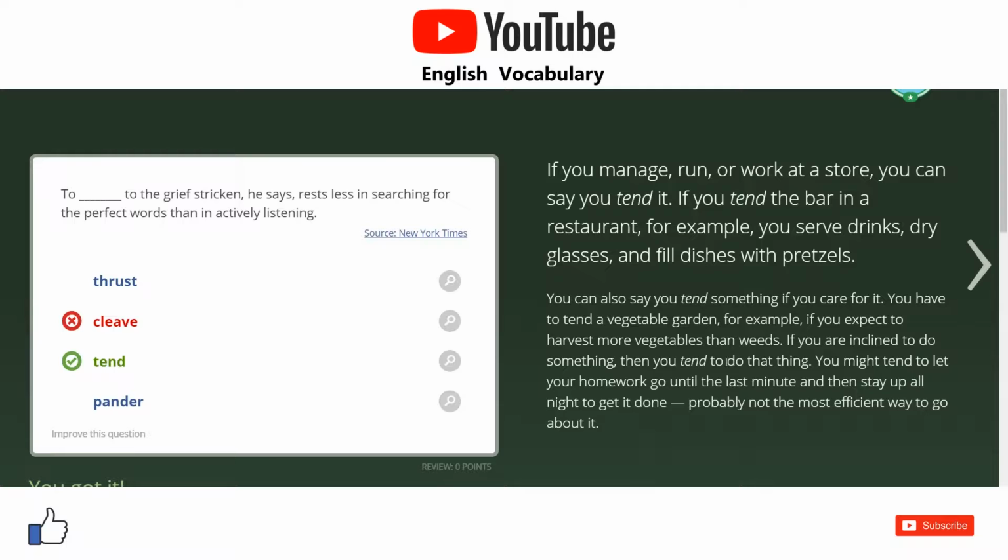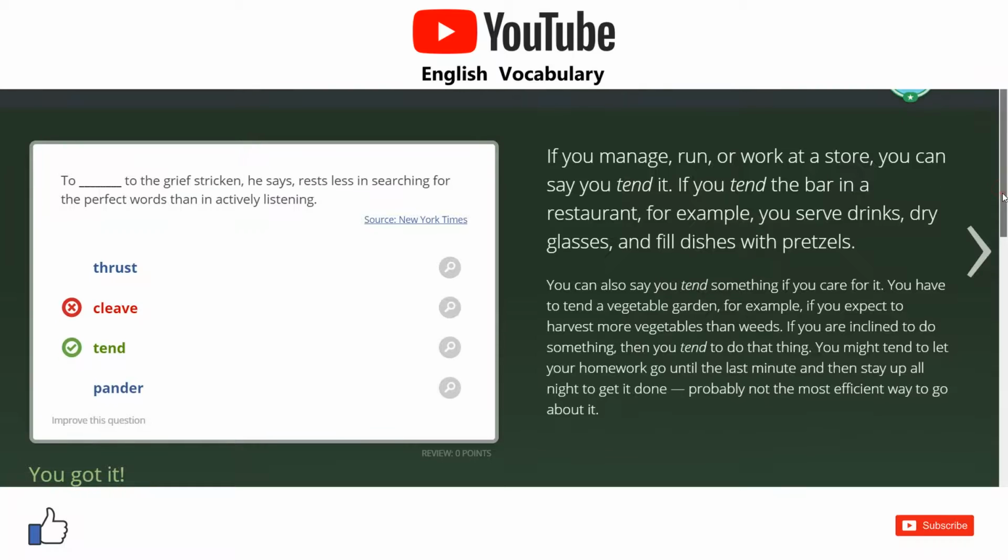You got it. In this question, tend is a verb that means to have care of or look after. If you manage, run, or work at a store, you can say you tend it. If you tend the bar in a restaurant, for example, you serve drinks, dry glasses, and fill dishes with pretzels. You can also say you tend something if you care for it. You have to tend a vegetable garden, for example, if you expect to harvest more vegetables than weeds.